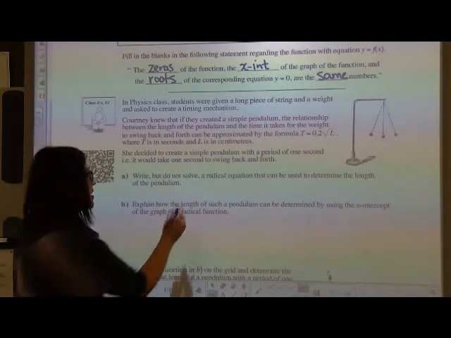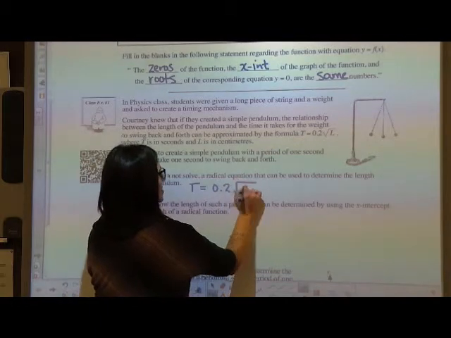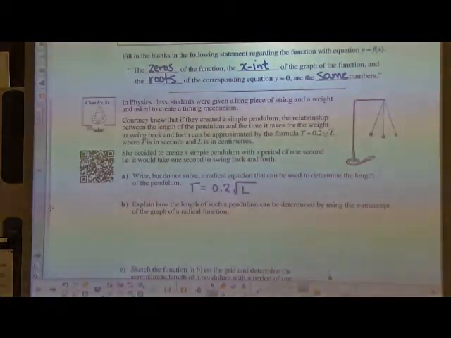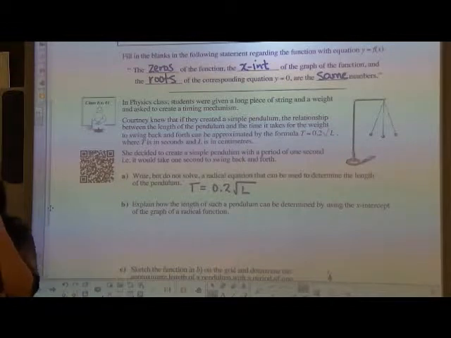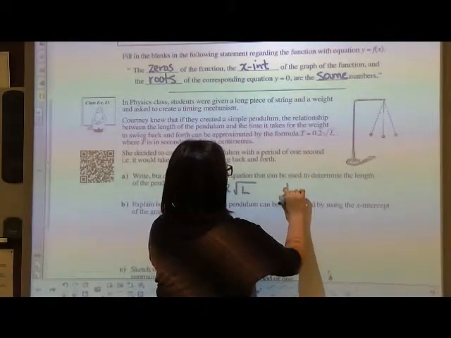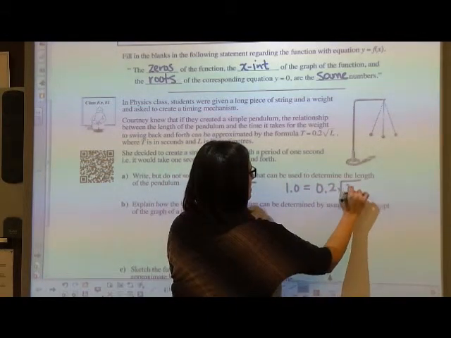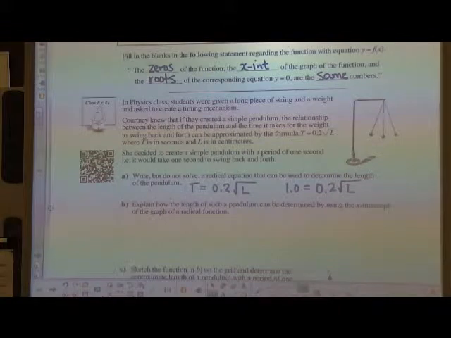So my formula is T equals 0.2 times the square root of L. And what piece of information have I been given? Have I been given a length or have I been given a time? A time. And the time is what? 1 second. So I can rewrite this as 1.0 equals 0.2 times the square root of L.